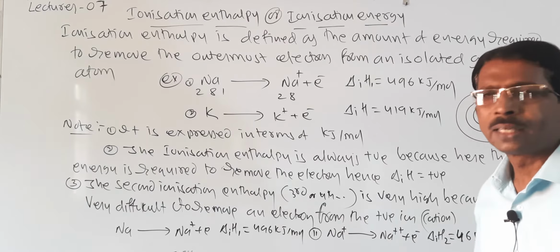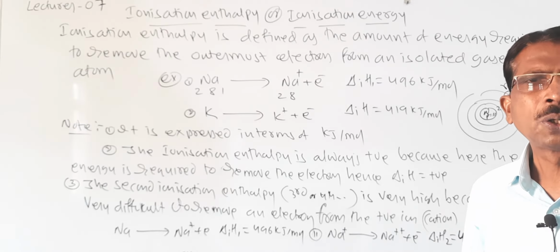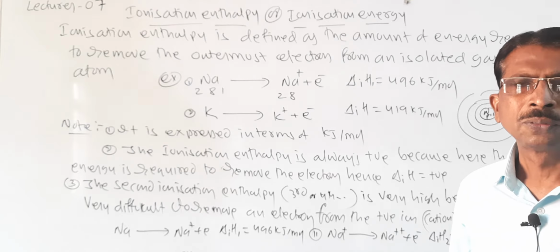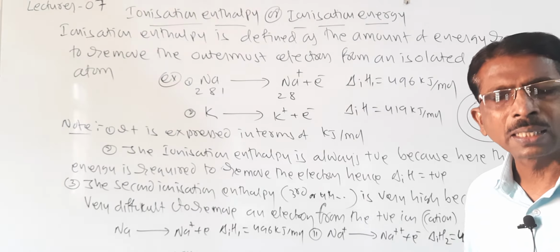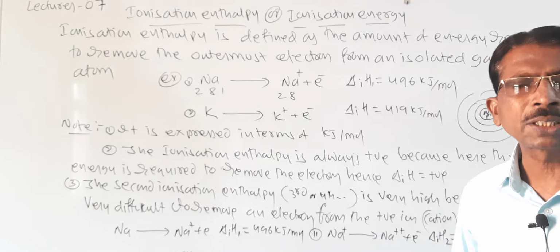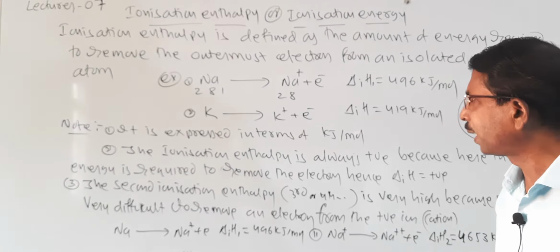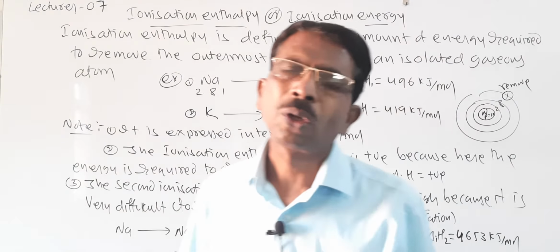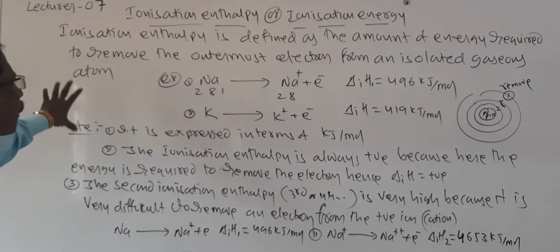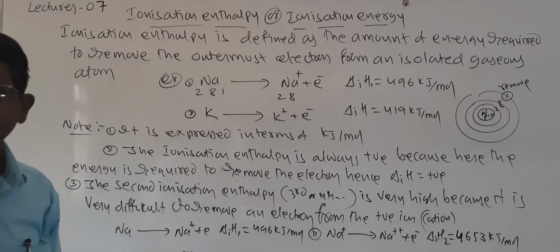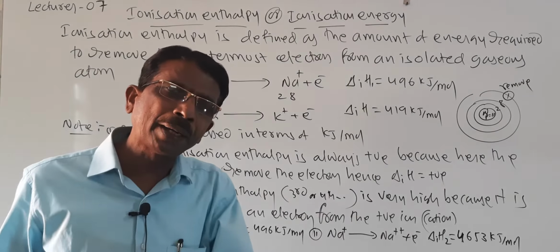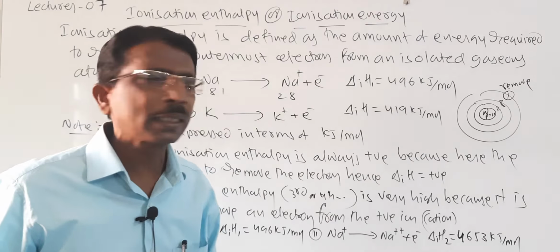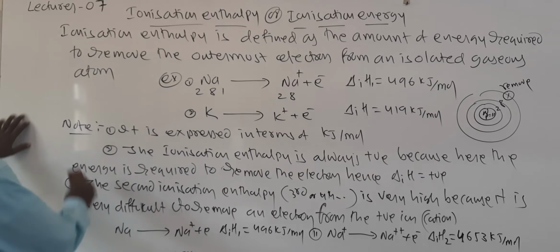Similarly, the third ionization enthalpy requires more than this. So the first ionization energy is less than the second ionization energy, which is less than the third. This is the important point regarding ionization energy. And now, what happens to ionization energy along the period and down the group? Let us see these properties.